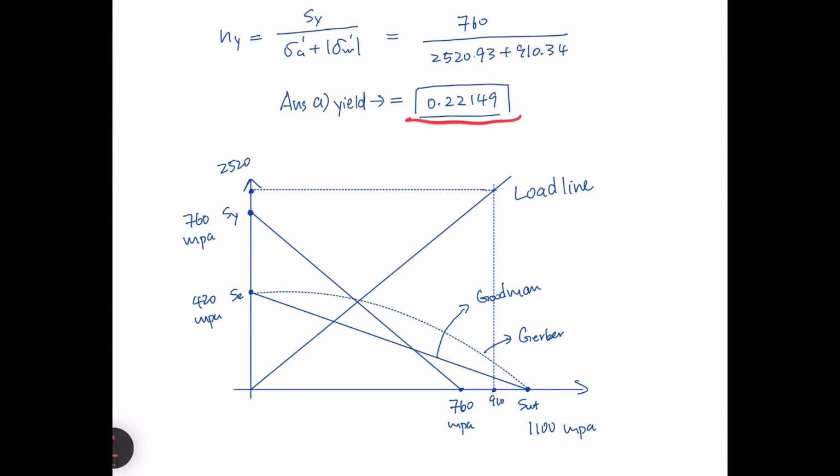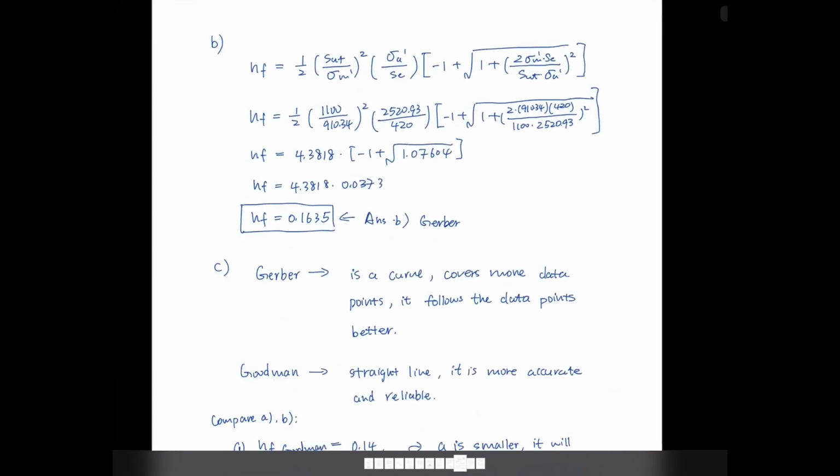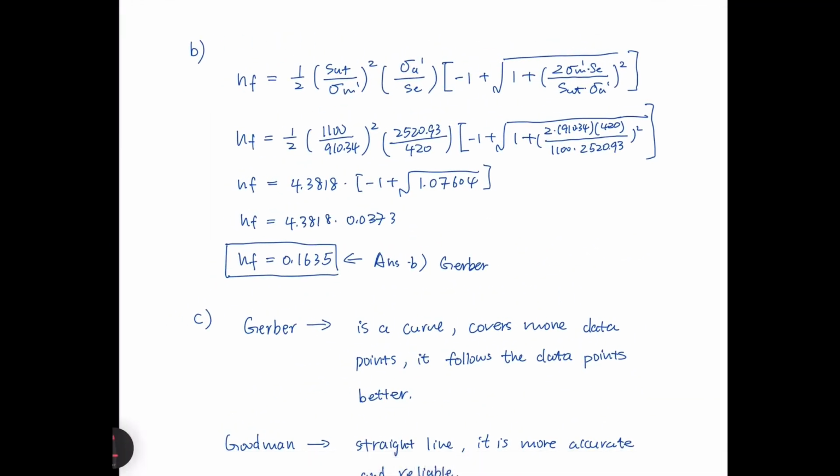And we need to plot the Goodman diagram here. As you can see, first of all, here is our yield stress. Here is also my yield stress. And for the Goodman line, we need to connect the endurance to the ultimate. It should be a straight line, right? And for the Gerber, which we're going to calculate on the next page, it should be a curve, right? For the Gerber one, we just use the equation in the lecture notes, and then we have everything in here. We just sub in the numbers, and then we find the fatigue safety factor for the Gerber is 0.16.